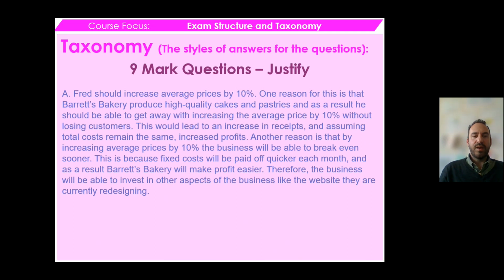So Fred should increase average prices by 10%. One reason for this is that Barrett's Bakery produce high quality cakes and pastries, and as a result, he should be able to get away with increasing the average price by 10% without losing customers. This would lead to an increase in receipts and, assuming total costs remain the same, increased profits. Another reason is that by increasing average prices by 10%, the business will be able to break even sooner. This is because fixed costs will be paid off quicker each month, and as a result, Barrett's Bakery will make profit easier. Therefore, the business will be able to invest in other aspects of the business, like the website they are currently redesigning.